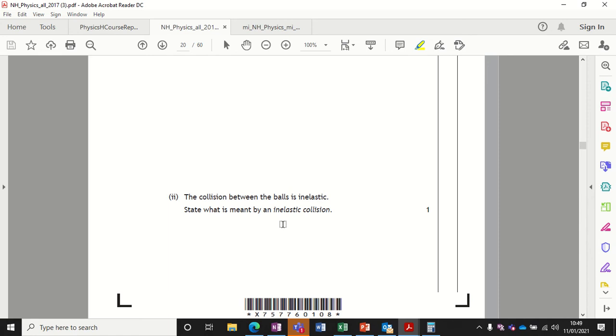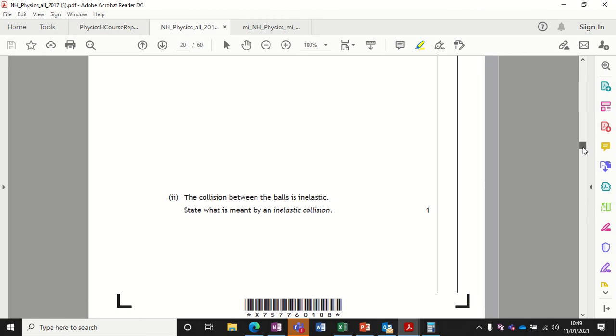Now it is only 1 mark, but in looking at the course report, it talks about how candidates in preparation for subsequent exams really need to make sure that they're familiar with their basic physics definitions. So that's what this question is all about.